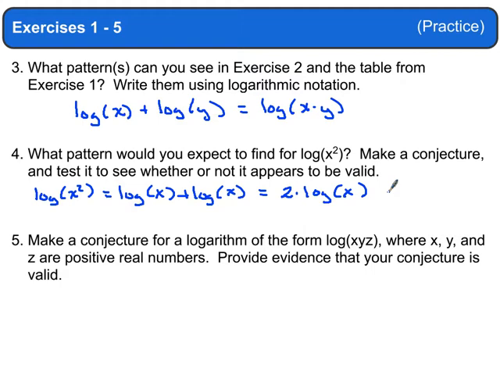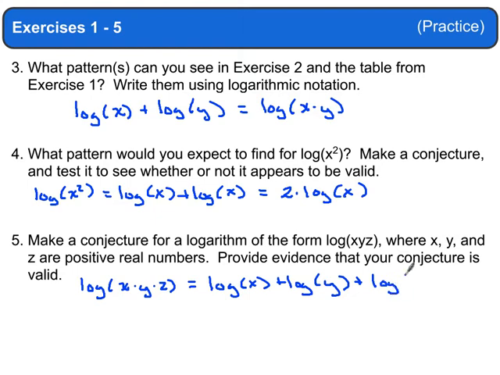Number 5, make a conjecture for the logarithm of x times y times z, where they are all real positive integers. So that means if we see a log with an x times a y times a z, that would be equivalent if I did log x plus log y plus log z.